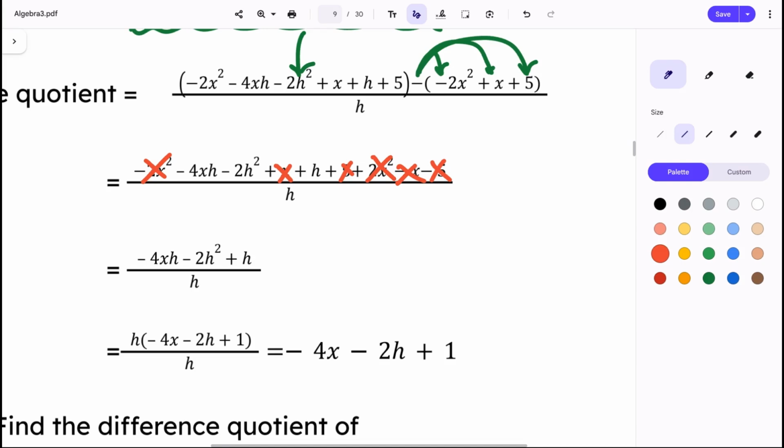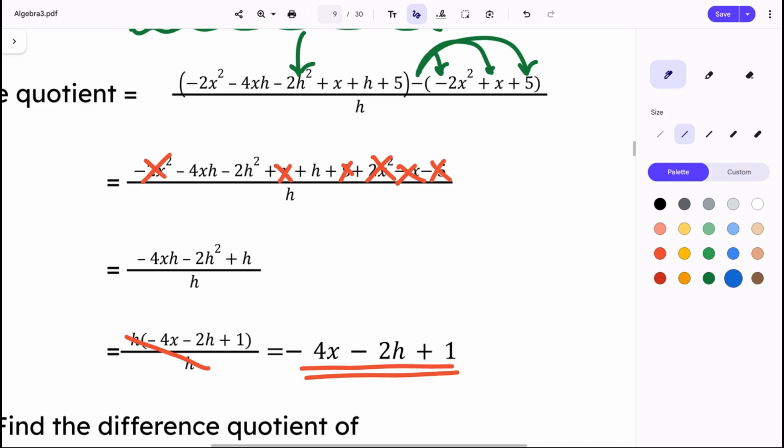So they drop all that stuff down. The last thing they did here is they noticed that all those terms on the top have an h. And so they factor that out. And then those h's, the one from the top and the one from the bottom, cancel. And so this is your answer that they're asking for when they talk about the difference quotient.